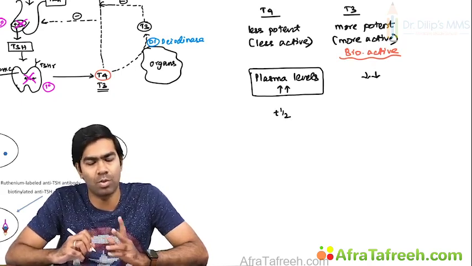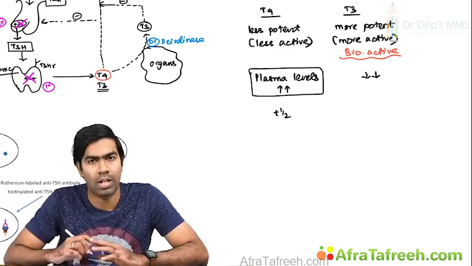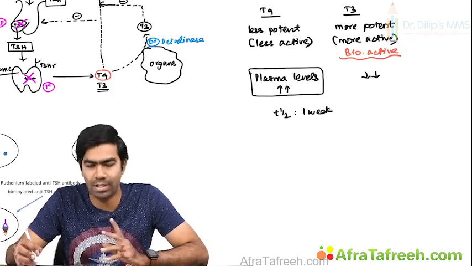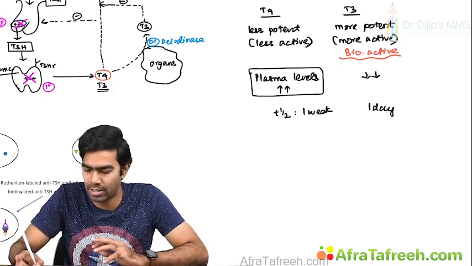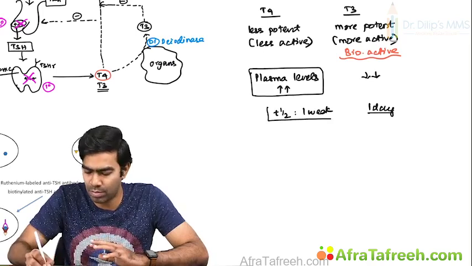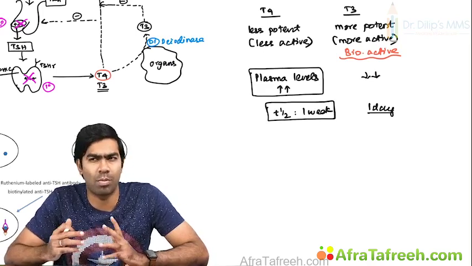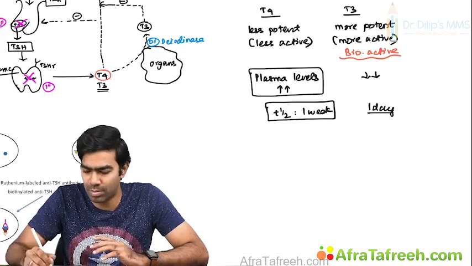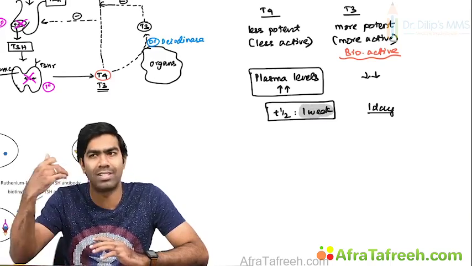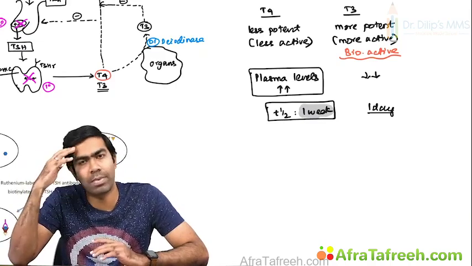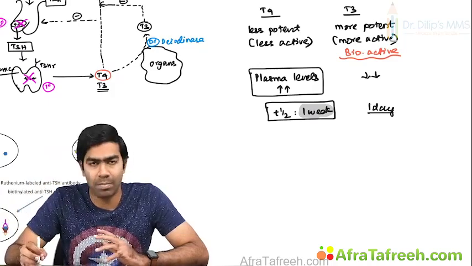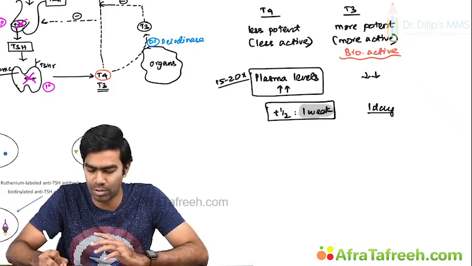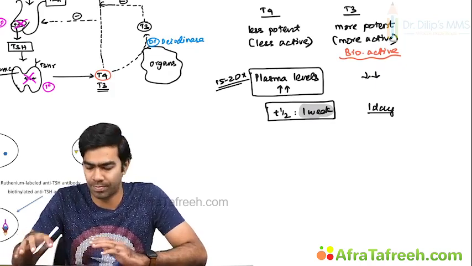First reason, and the most important reason, is the half-life of thyroxine. The half-life of thyroxine is approximately 1 week, whereas the half-life of triiodothyronine is only 1 day. 7 days versus 1 day, which means the half-life is more for thyroxine, and probably that is one reason why it is circulating at very high levels. At the same time, it is more stable in circulation compared to T3, right? And if you ask me how much more the plasma levels are compared to T3, T4 is actually 15 to 20 times more.